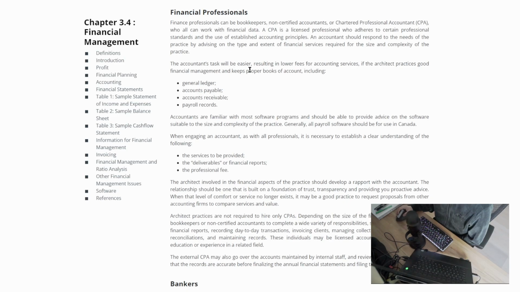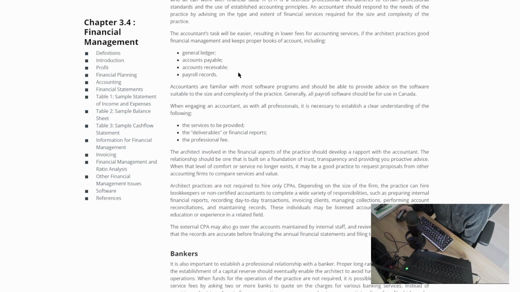The accountant's task will be easier, resulting in lower fees for accounting services, if the architect practices good financial management and keeps proper books of account, including general ledger, accounts payable, accounts receivable, payroll record.